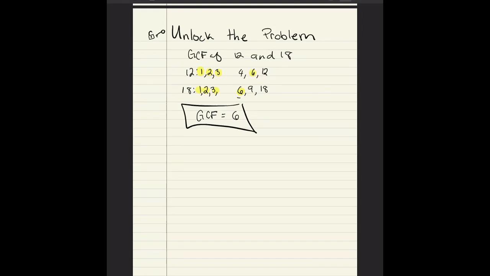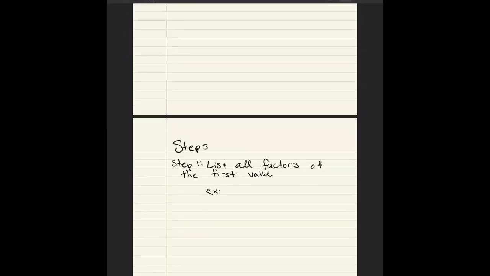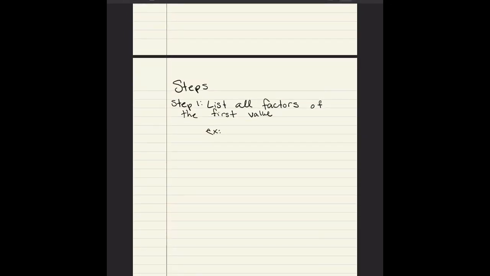All right, let's do steps so you can figure out what I'm talking about. Step 1 is to list all the factors of the first value. So if our example was 12 and 18, we start with 12. This is the rainbow method that I was talking about. I like to write 12 so I know I'm defining 12. So I start with 1, and then I do a rainbow.